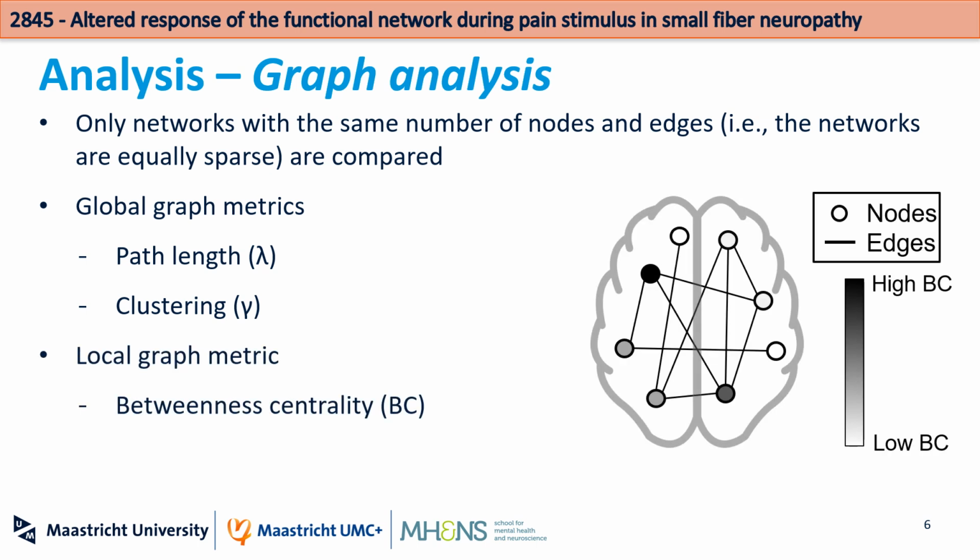Then we also looked at a local graph metric, which is on a nodal basis, and for this we used the betweenness centrality, which is a measure of the importance of the node. It is calculated as how many times a certain node is included in the shortest paths in that network.